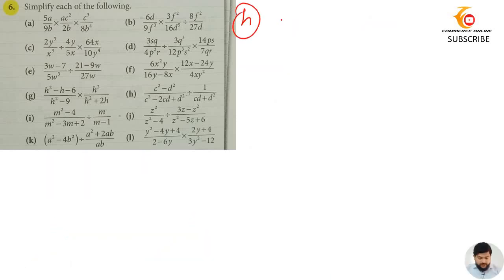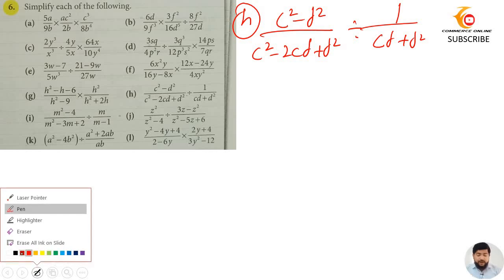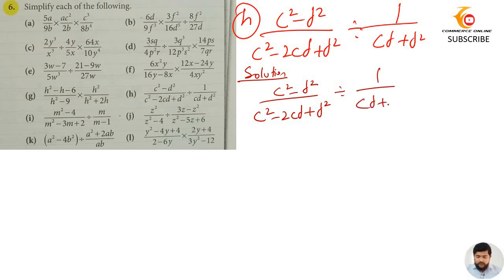In question H, there is (c square minus d square) (c square minus 2cd plus d square) divided by (cd plus d square). First, we are going to write the solution, that is (c square minus d square) (c square minus 2cd plus d square) divided by (cd plus d square).